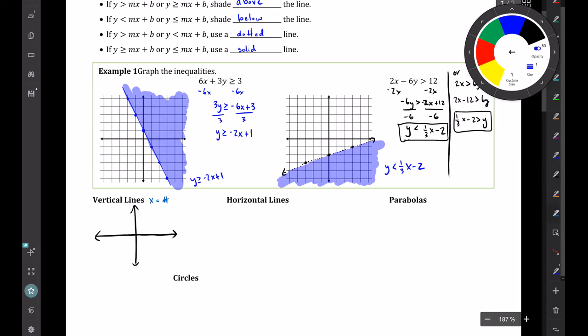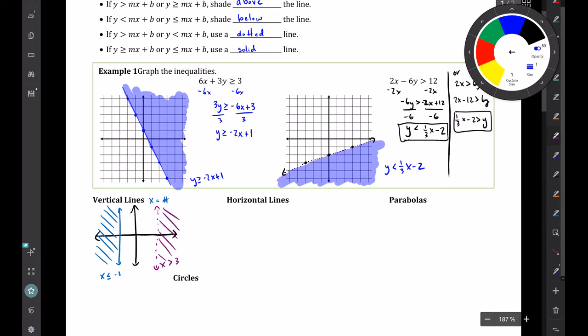So let me just give you an example. If you wanted x less than or equal to -2, then you would shade all these values over here. And if you wanted x greater than 3, let's say, then here's x equals 3. Well, we'd want a dotted line. And you would shade over here.